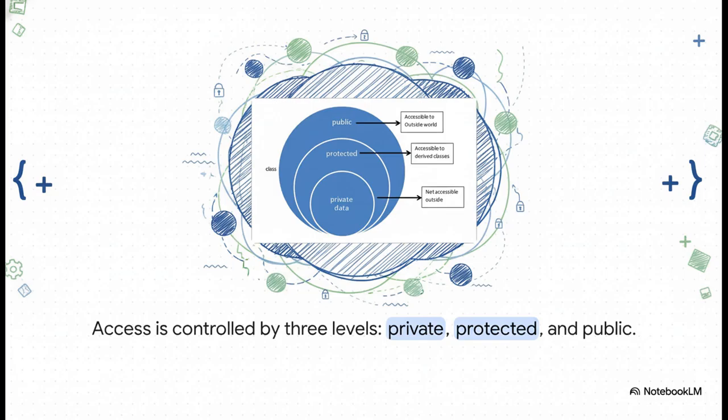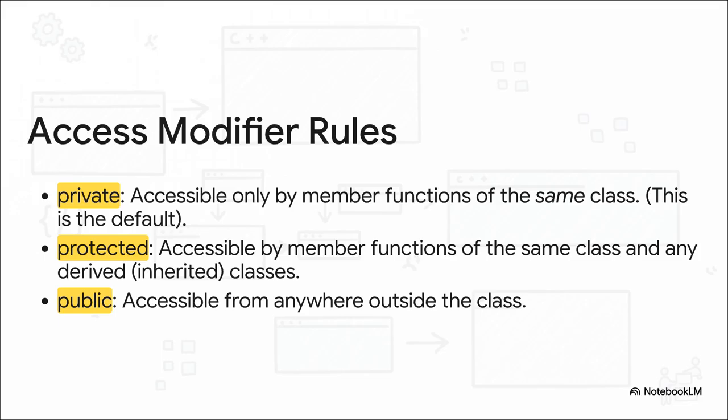This is a game changer because it stops other parts of the code from accidentally messing with it, which makes our programs way more stable and predictable. And we manage these layers with three simple keywords. Now, by default, C++ plays it safe. Everything is private, total lockdown.